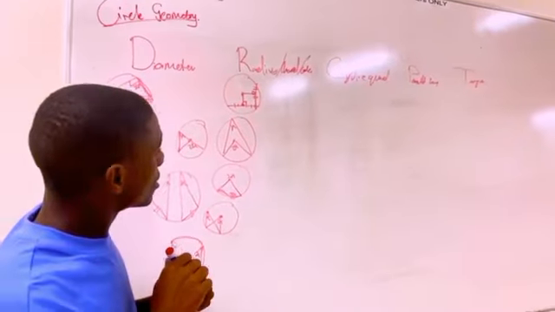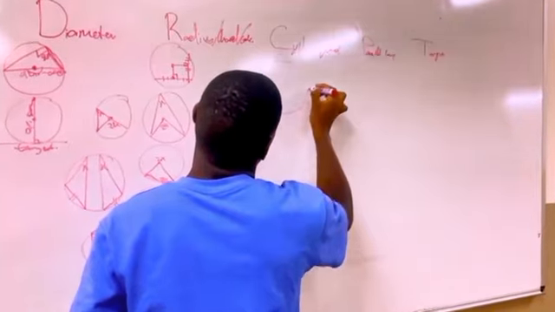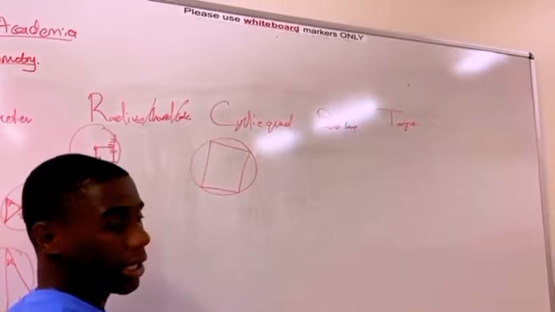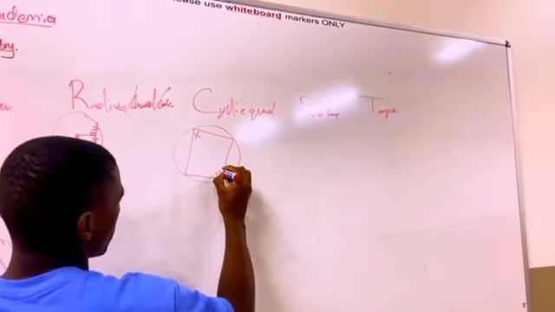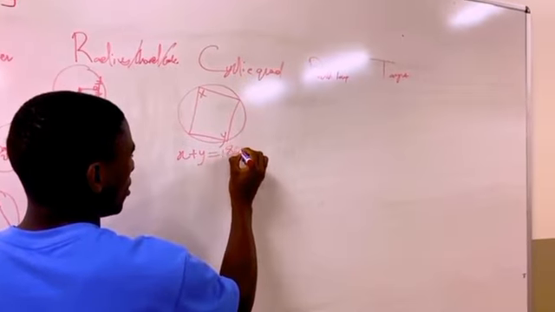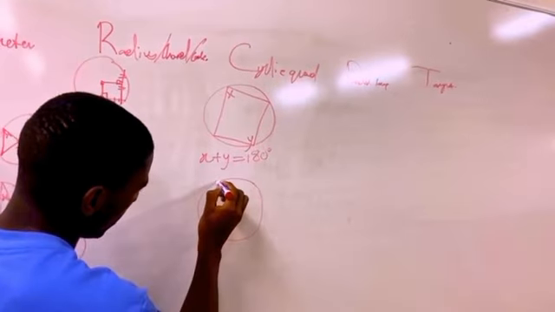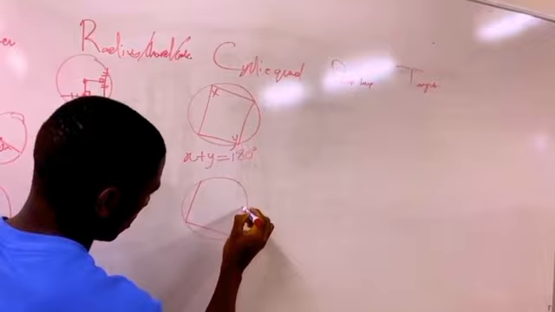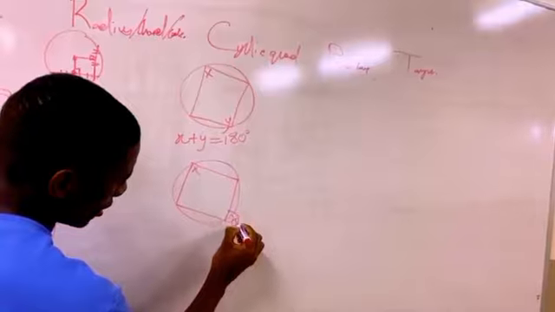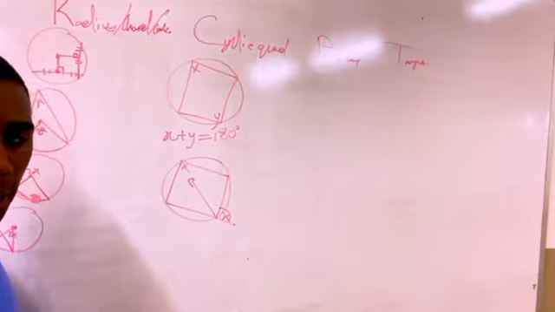Okay? Then let's proceed to the cyclic quad. I said the cyclic quad is a quadrilateral that is inside a circle. And I said opposite angles are supplementary, meaning x plus y is equal to 180 degrees. Then another thing, we'll add the exterior angle of a cyclic quad, which is this one. We say the exterior angle of a cyclic quad is equal to the opposite interior angle.